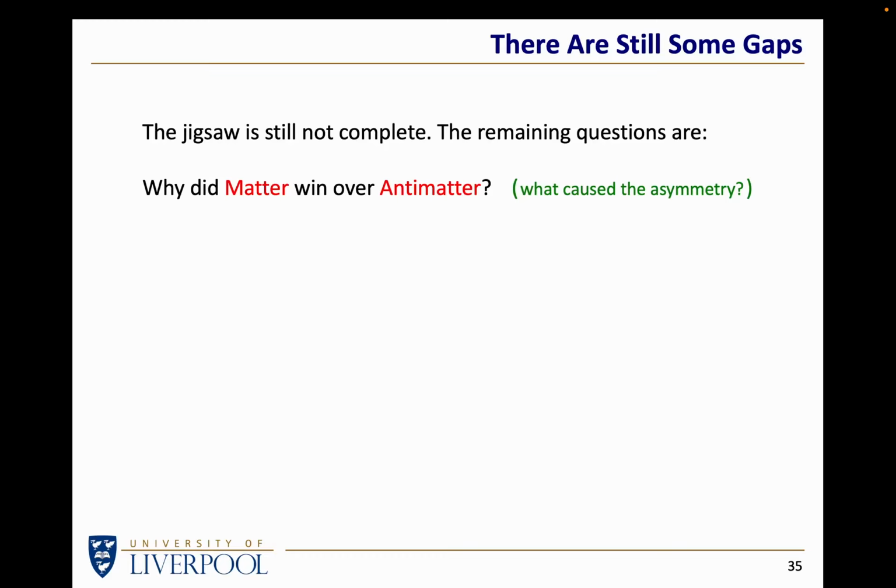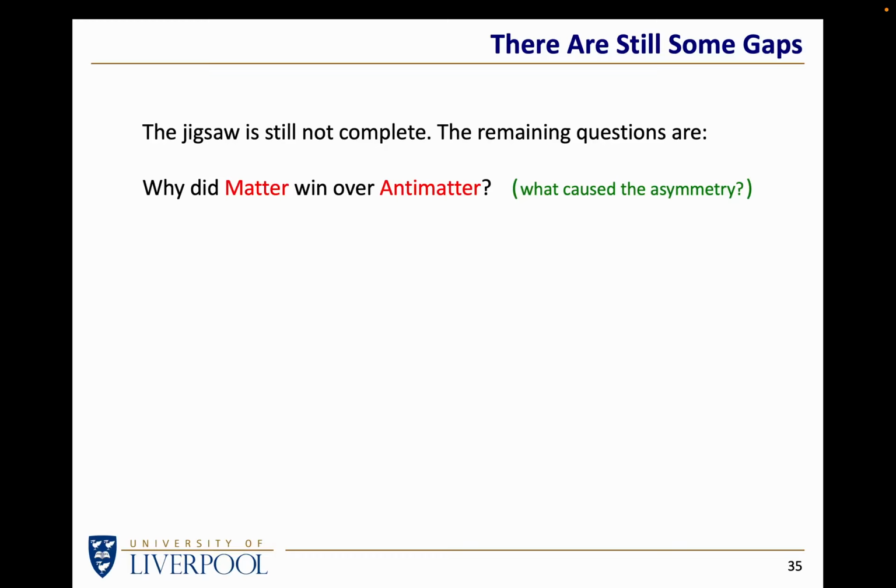Why did matter win over antimatter? It appears that must have happened because we are here. Everything we see around us is made of matter. The Earth, the solar system, the Milky Way galaxy, and as far as we can tell, every galaxy in the observable universe appears to be made of matter, not antimatter. So why the imbalance? Why the asymmetry?